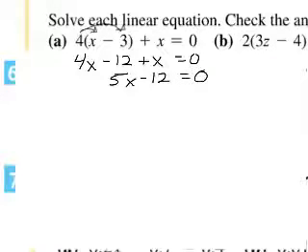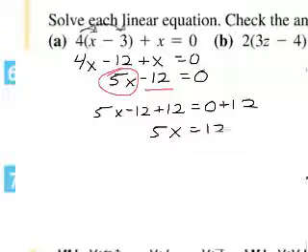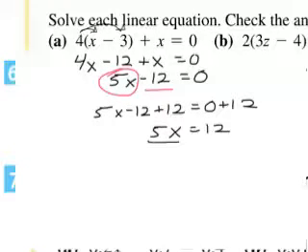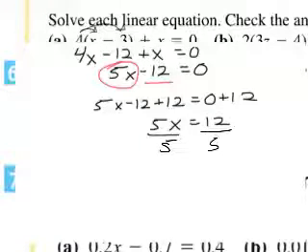And we want to get our x term alone. So we'll have to add 12 to both sides to eliminate our constant. So 5x minus 12 plus 12 equals 0 plus 12. That gives us 5x equals 12. Then all we have to do is divide by 5. And we'll have x equaling 12 fifths.